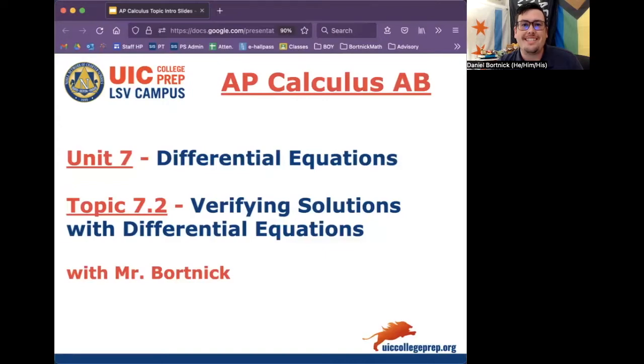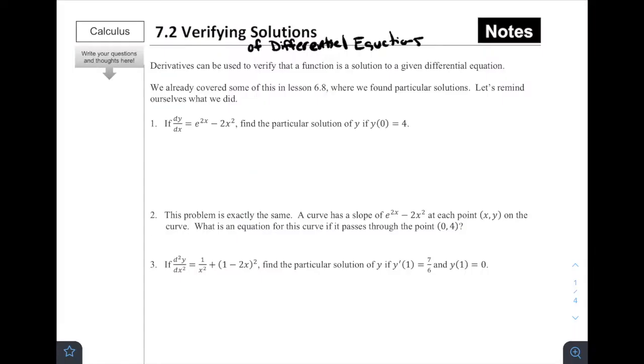Enjoy today's notes. All right, welcome to 7.2, Verifying Solutions of Differential Equations. Jumping right in, derivatives can be used to verify that a function is a solution to a given differential equation. Now, we already covered some of this back in lesson 6.8, where we found these things that are called particular solutions. Let's remind ourselves of what we did.